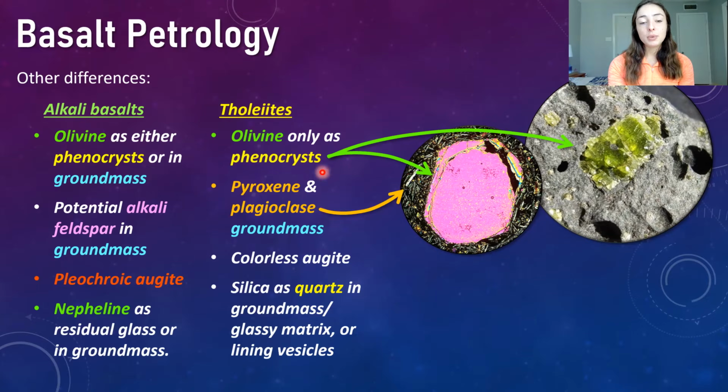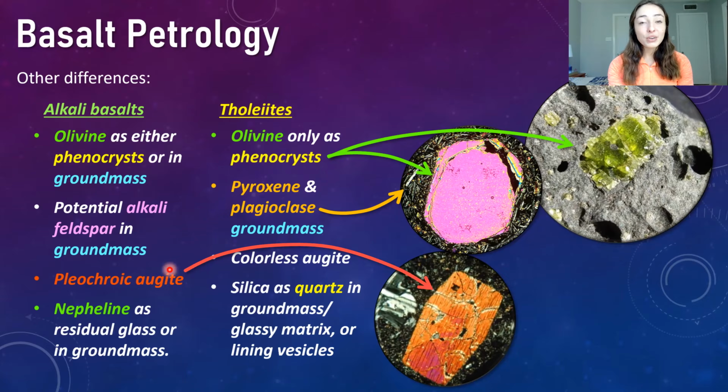Additionally, pyroxene and plagioclase groundmass is present in tholeiitic basalts, and alkali basalts can also have this, but alkali feldspar is potentially enriched in the groundmass of alkali basalts, whereas it is not in tholeiitic basalts. And pleochroic augite is present in alkali basalts, whereas only colorless augite is present in tholeiitic basalts. If you don't remember what pleochroic means, it just means it changes color when you turn it under polarized light. And we talked about that in the optical mineralogy video if you want to check that out.